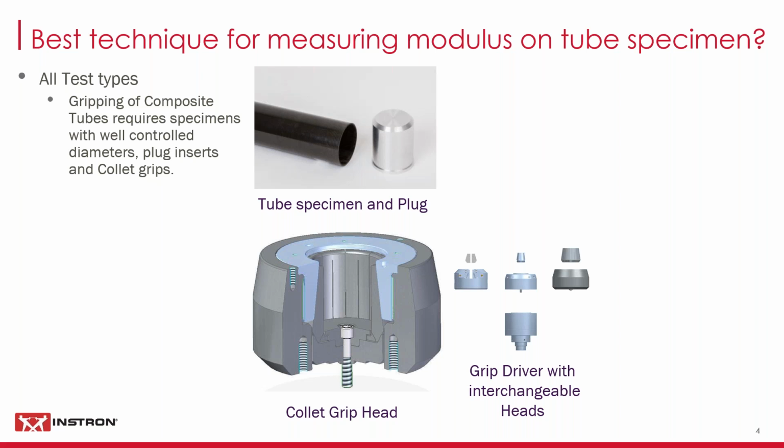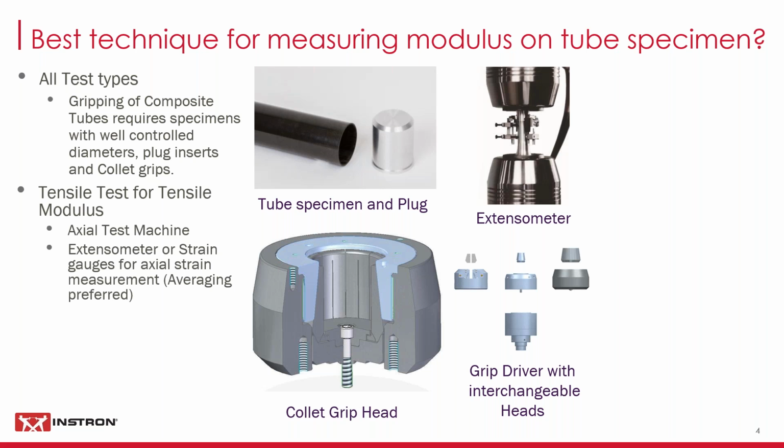You see a picture there of a tube specimen with an aluminium plug to go inside the specimen, and then gripped with a collet grip. Now the collet grip has a relatively small range of diameters that it can cope with, but it gives you a very high degree of contact between the grip surface and the specimen. So the introduction of the load by shear is effective. And that kind of grip head can be fitted to a grip driver with different interchangeable heads, so you can test different types of specimens.